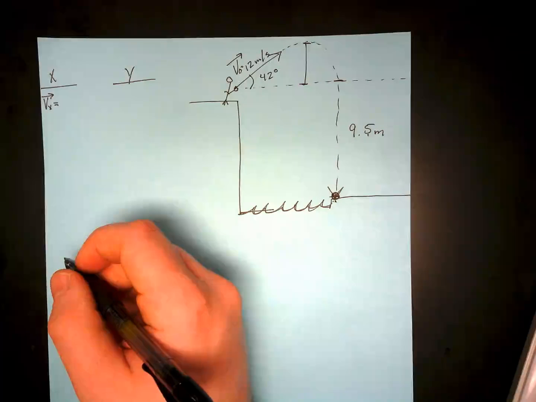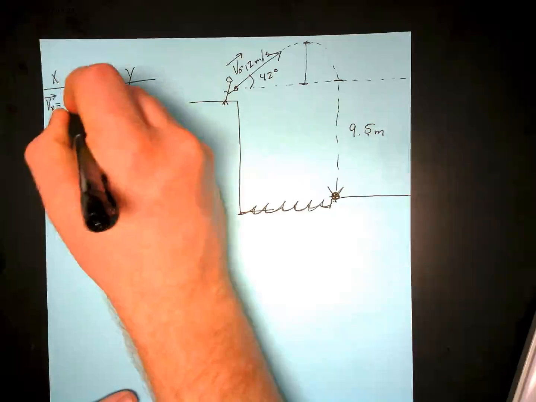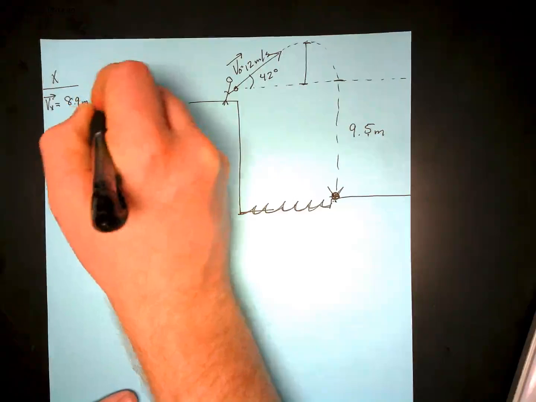Let's see, where is it in my notes? Why don't I see it in my notes? It's 8.9 meters per second.